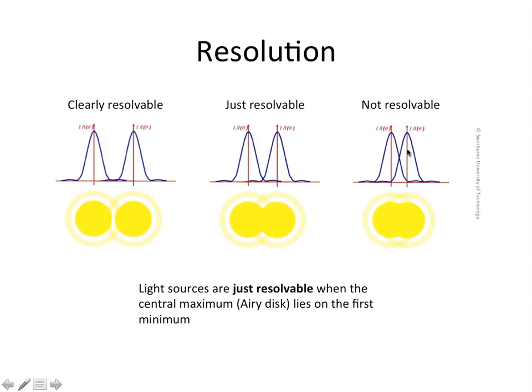So the maximum here of this line, once it passes the minimum of this source, then we say that those sources are not resolvable. The boundary condition is called the Rayleigh criterion, which I really should have written here, I didn't. The Rayleigh criterion is when this maximum passes the minimum here.